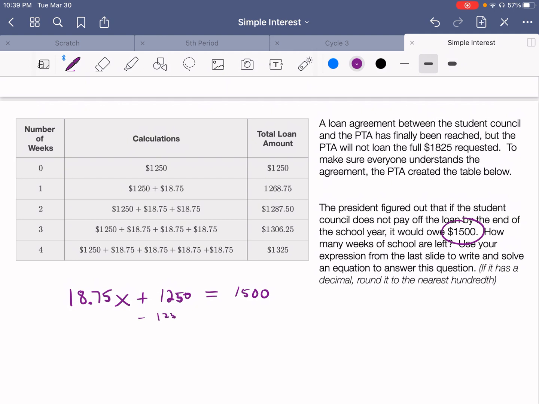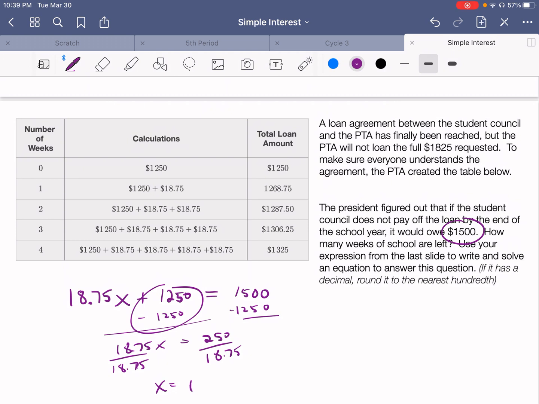So now I'm going to subtract 1250 from both sides. And I have 18.75x equals 250. And divide both sides by 18.75. And x equals 13.333.